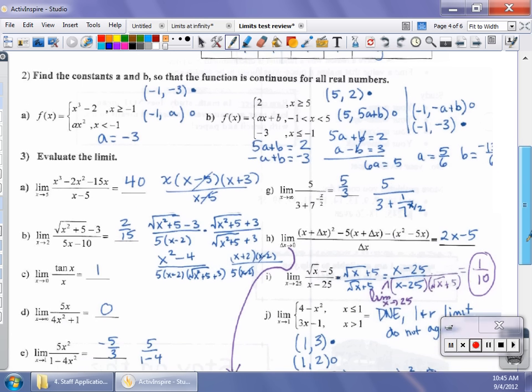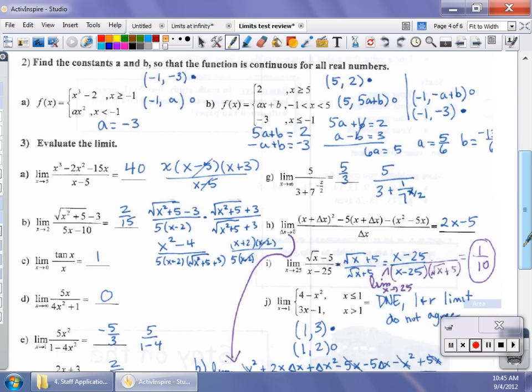The next set, we are finding constants a and b that force the function to be continuous. And you can see in my work that I substitute the breakpoint negative 1 in letter A and force the y values to be equal and solve that. Letter B involves a system of equations, and I don't know if you can read this. This is negative 13 over 6. So basically you can look at my work to figure that out.